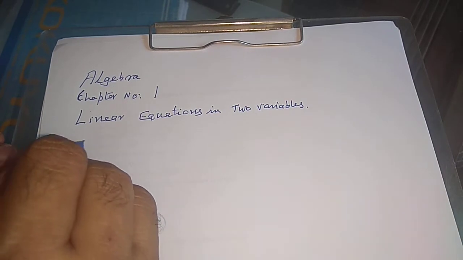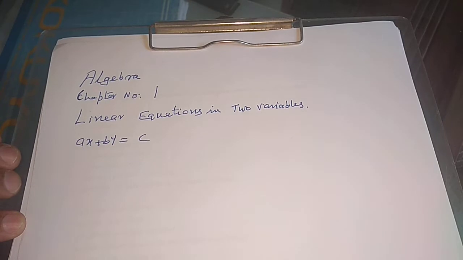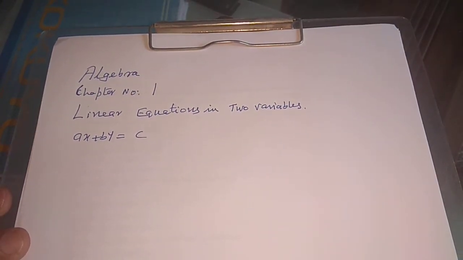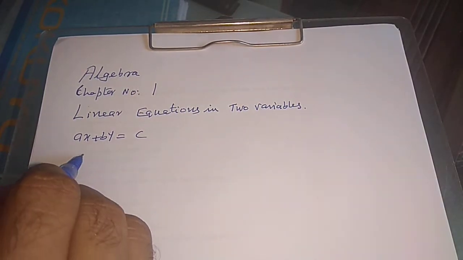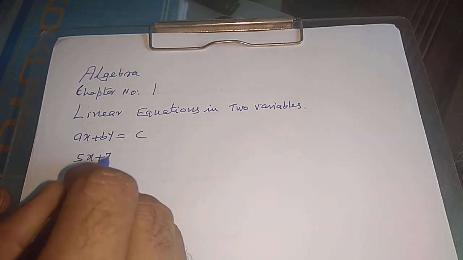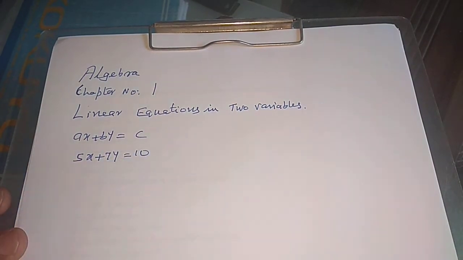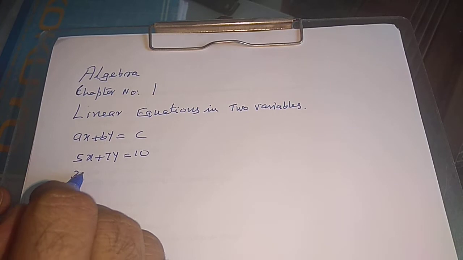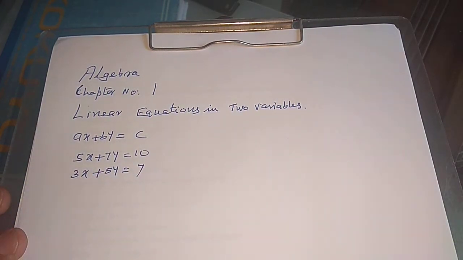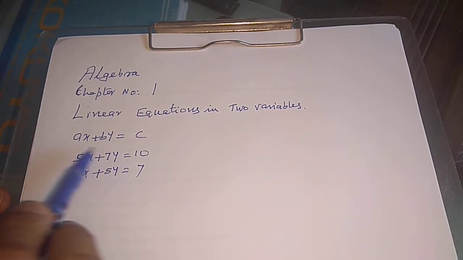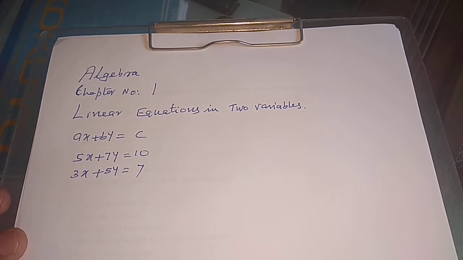The general equation we write as ax plus by equal to c, where a, b and c are constants. Normal equation example, suppose we write like 5x plus 7y equal to 10, or 3x plus 5y equal to 7. Like these equations, the degree, the power of the variable x or y, is 1 only, not 2.